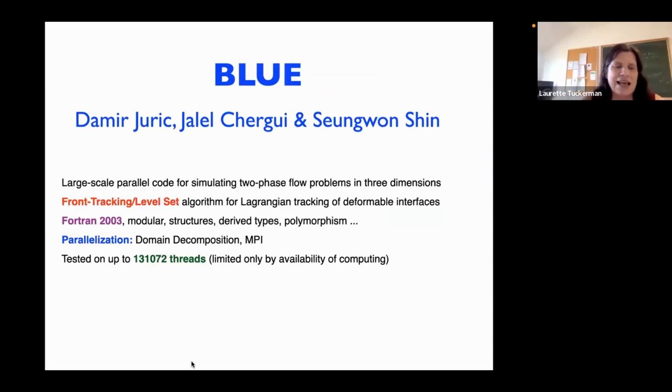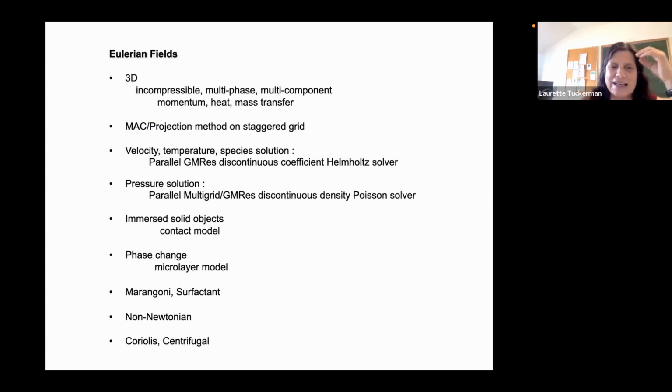I was just going to give a little advertisement to my colleagues who did this code Blue, and they did all this fancy stuff. I say it's tested to 131,000 threads, but I think I made this slide a year or two ago. By now they must have 10 times as much. That's their big thing. They get the biggest computers and they show that it works and scales there. And they're always adding new things. They're adding boiling, and I don't know what else. And yeah, this is all the kind of stuff they do, phase change, this, that, the other thing.